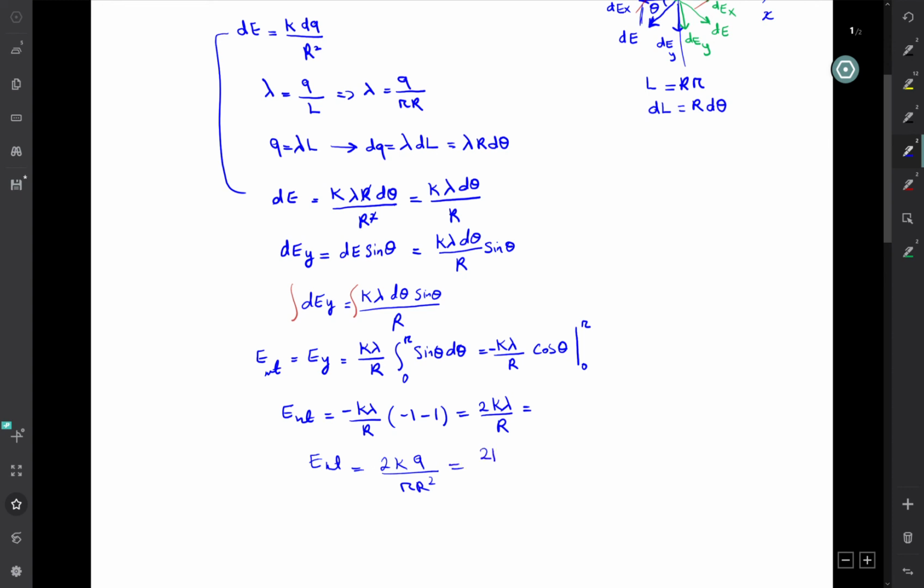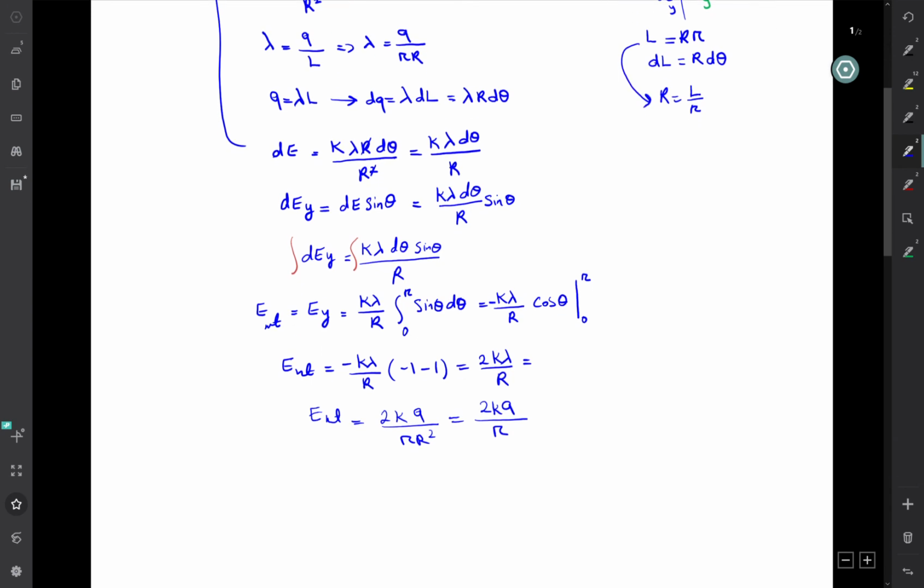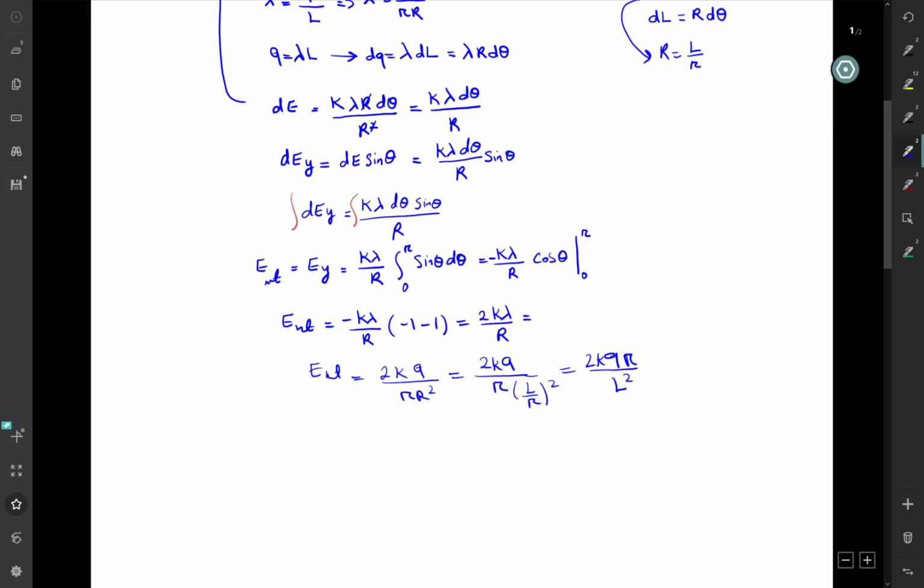Perfect. So I'm almost there. I just need to convert the r to L. So if you remember, r is equal to L over pi from this equation. So instead of r squared, can I use L over pi squared? And if you do the math, you expand that and rearrange, you will get 2kq times pi over L squared. And then you have all the numbers. You have q, you have L, you have pi, you have k. If you sub in the numbers, E net will be 1.17 newtons per coulomb.